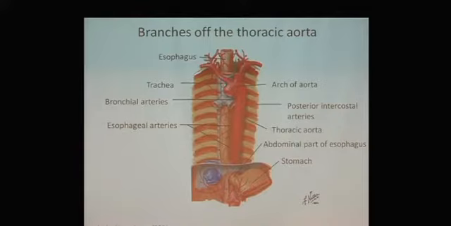Now we're going to follow the aorta down into the thorax. Here's the arch of our aorta again, and then the descending or thoracic aorta. You can see many branches off of this. There are paired branches that supply the intercostal area. Those are the posterior intercostal arteries, and you can see them between the ribs. There are esophageal arteries that go to the esophagus.